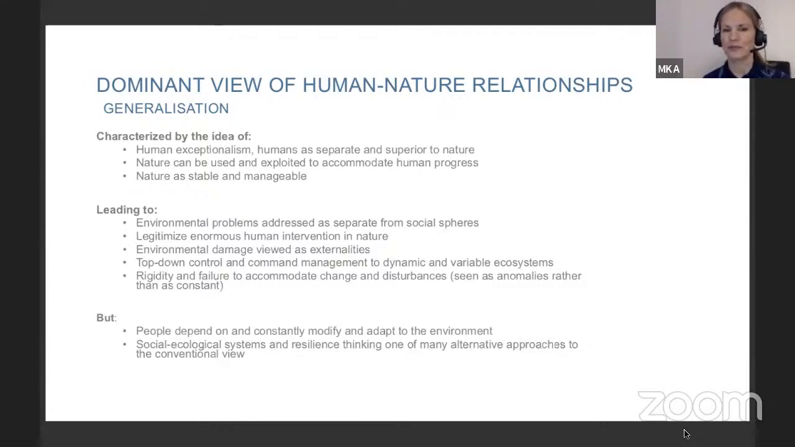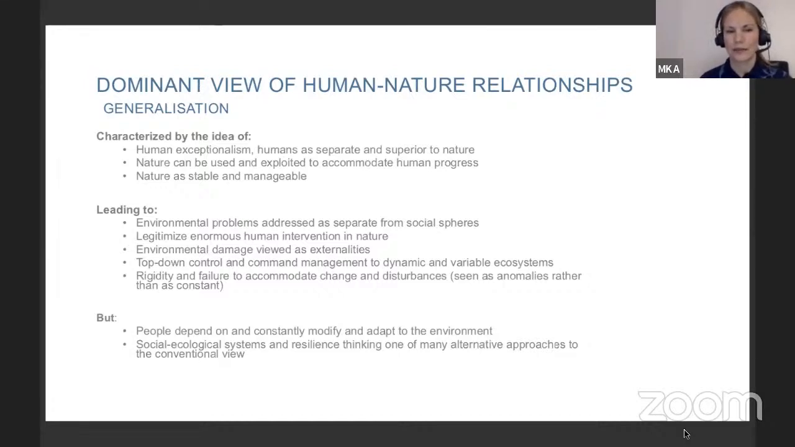And what is this leading to? It is, for example, that environmental problems are addressed as separate from social spheres, that we talk about environmental problems in specific departments. We talk about them as to be solved through environmental approaches rather than as fundamentally social issues rooted in our behavior. And this view has also legitimized enormous human intervention in nature that might not have been possible if we viewed ourselves as more connected to it. And it's also viewed environmental damage as externalities. For example, when you are to implement an industry or a project, what damages are often not considered as a cost that should be viewed as part of the original project plan, but something that you deal with later through other means.